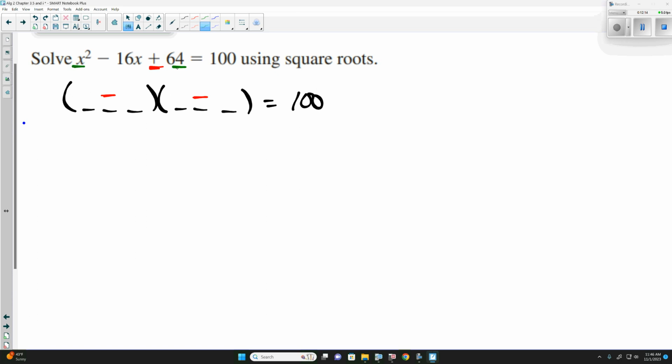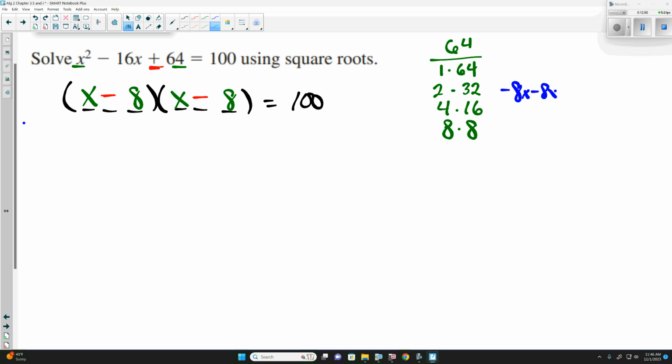Factors of the first and third term. Well, factors of x squared are x and x. That's the only factors. Now, factors of 64, we have 1 and 64, 2 and 32. 3 does not work, but we do have 4 and 16. 5 does not work, 6 doesn't work, 7 doesn't work, but the last one is 8 and 8. We're going to use 8 and 8, and if we check this, we get negative 8x minus 8x, which is negative 16x, which is the middle term. Questions on any of this so far? So this did factor, yes?